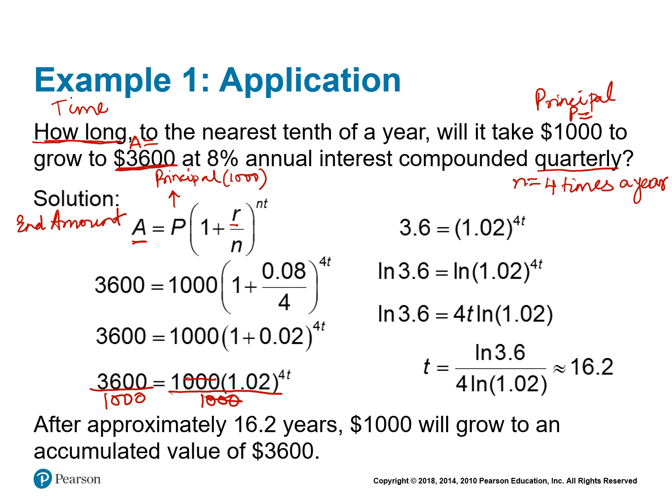We will end up with 3.6. That's what they have here. 3.6 equals 1.02 raised to the power 4t. So now that we have isolated the exponent part of this equation, you take the ln of both sides, right?